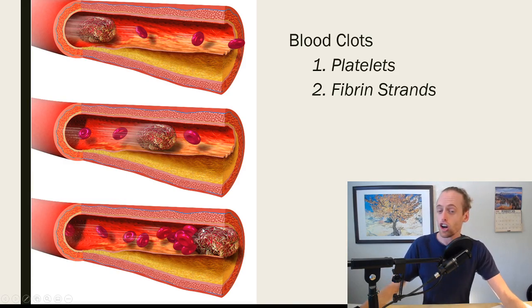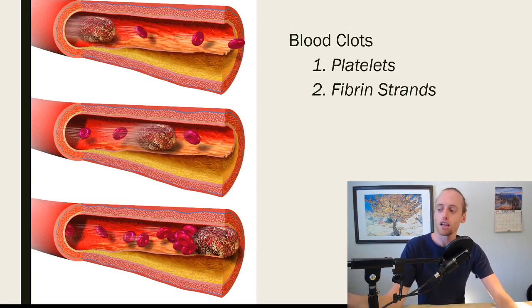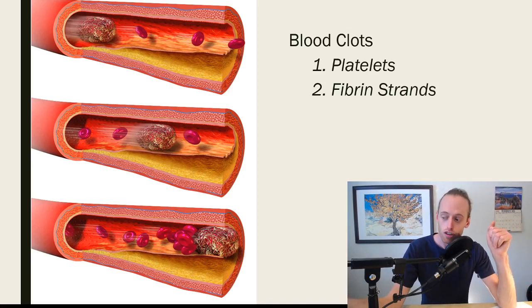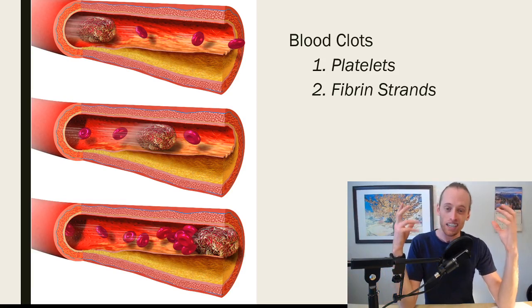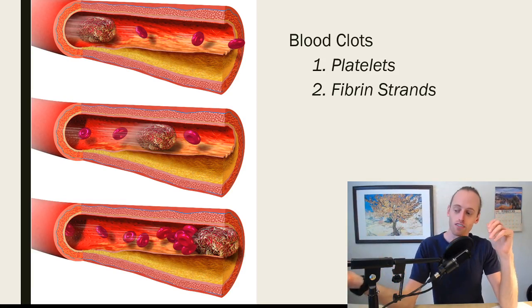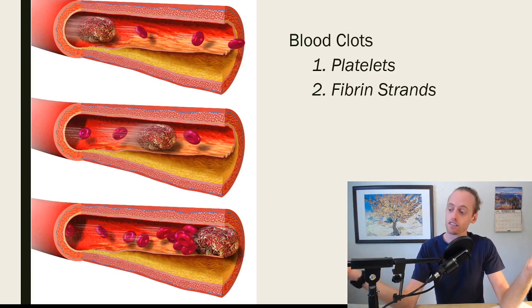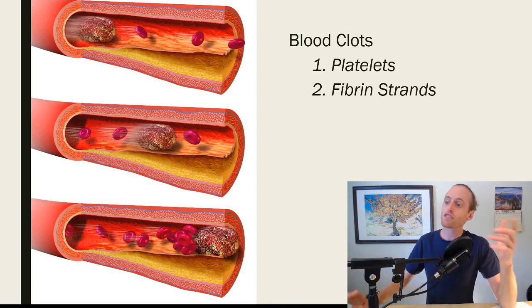And if this happens in your heart, it's called a heart attack, which is obviously not good. It stops the blood flow, which then means there's no oxygen delivery, which means that muscle that is relying on that blood flow starts to die. It can happen in our brain as well. And if it happens in our brain, again, that brain tissue that is blocked from blood flow is going to begin to die because it doesn't have any oxygen. So that's why this is so dangerous.